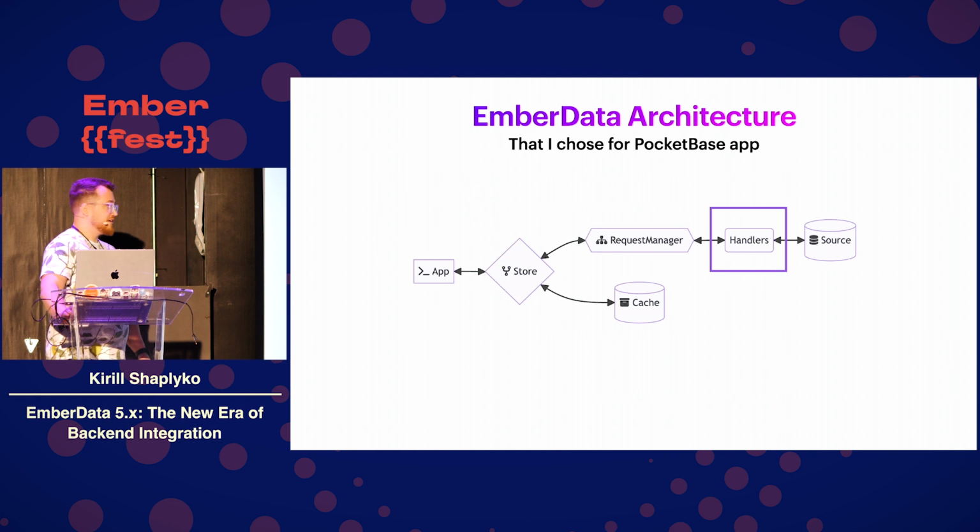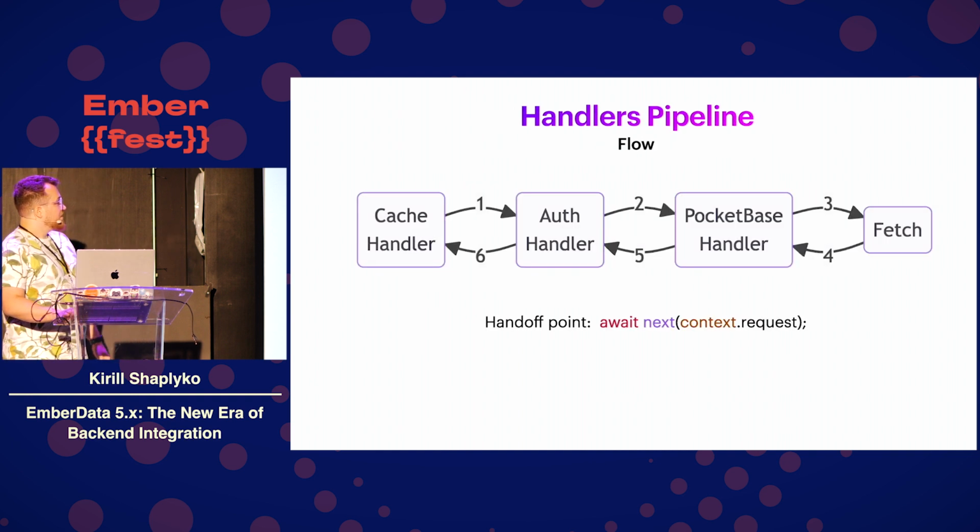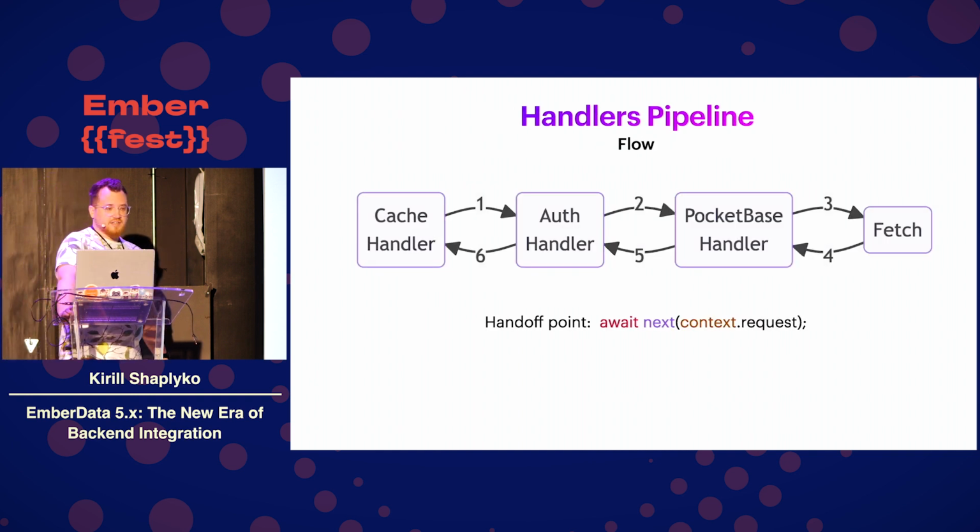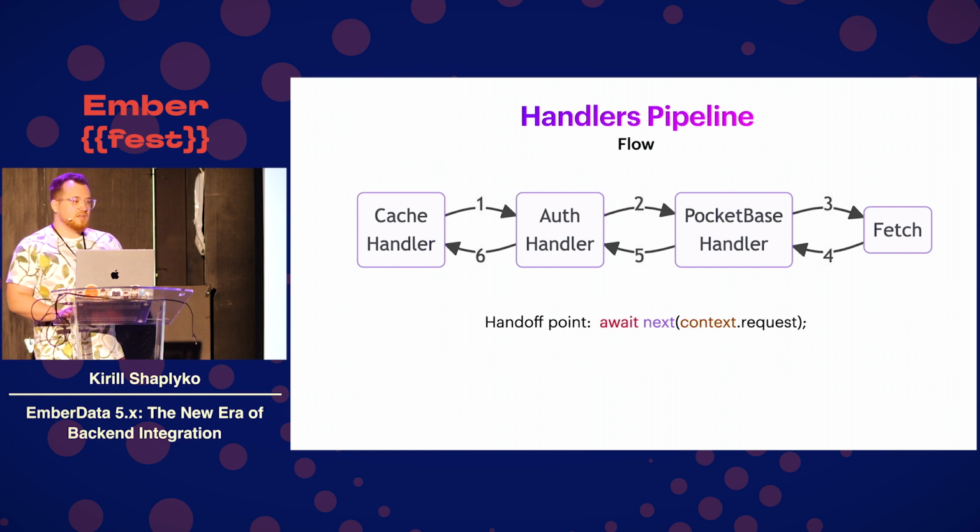Let's take a look at the handlers pipeline, right? So this is how the pipeline looks like in our example here. First would be cache handler, then auth, PocketBase, and fetch handlers. Important thing here is handlers pipeline flows like a wave, so from the first to the last one, and then comes back. The handoff point here is await next.